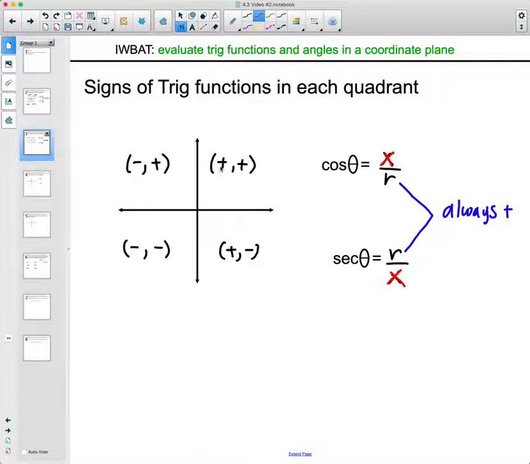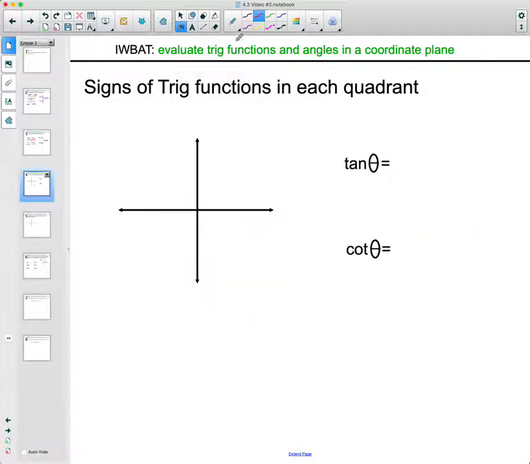So cosine is positive in the first, so greater than 0, negative in the second, less than 0, negative in the third, and positive in the fourth.